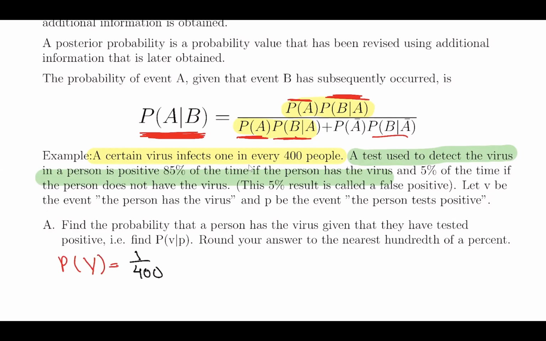Well, if you look right here, it says if the person has the virus. So it's telling us we already know this person has the virus. So the way we'll write this, we'll say probability they test positive given they have the virus. And that will be equal to 0.85.